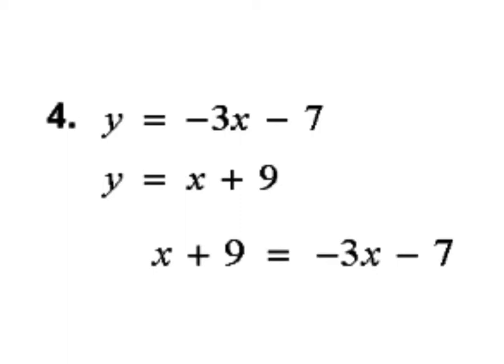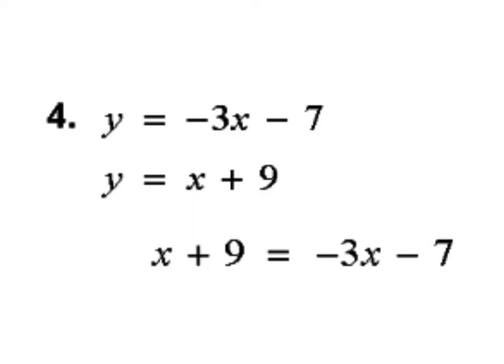In this problem, you have y equals negative 3x minus 7 and y equals x plus 9. Because you already know what y is equal to, we're just going to set up an equation where we have what y is equal to. x plus 9 is equal to negative 3x minus 7. Remember, we always want to do it so that you have one variable that you're solving for. So now I'm solving for x.